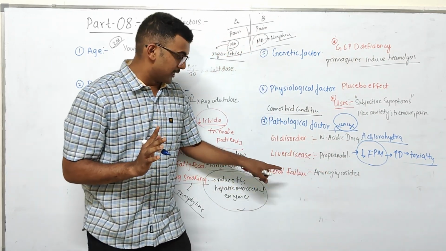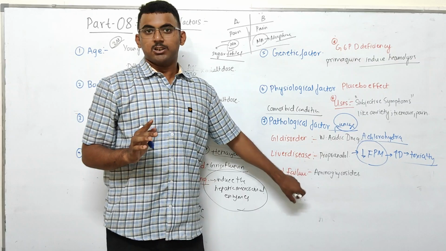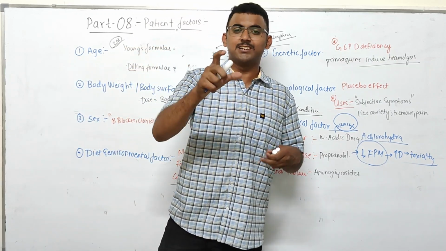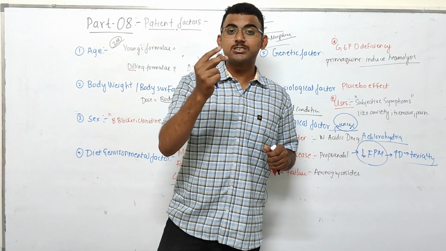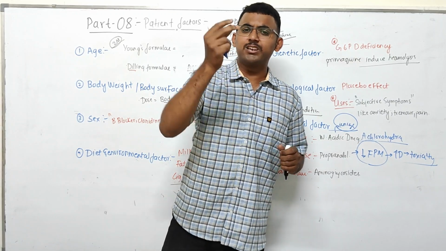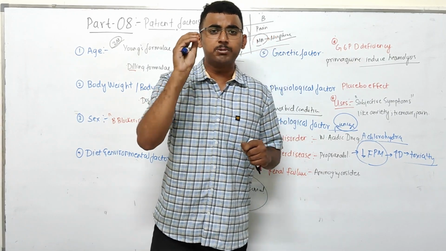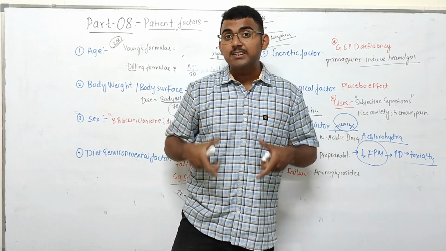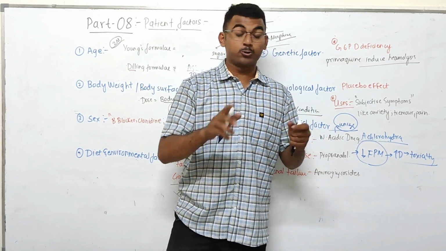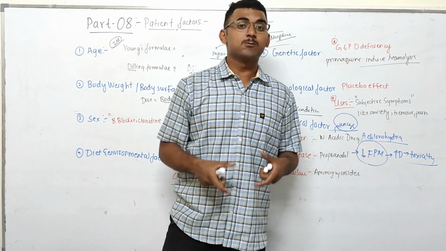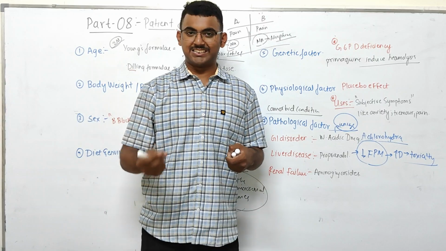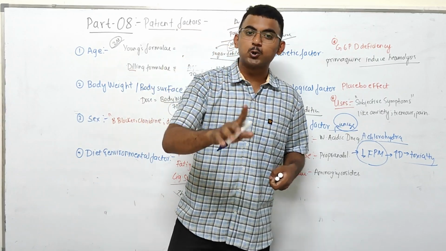The last one is renal failure. Now, in patients in whom the kidneys are damaged or the kidney is not working properly, certain drugs are going to depend completely on the kidney for their excretion. So if the kidney gets impaired, what is going to happen? The drugs will not be able to be excreted, and that will lead to nephrotoxicity.